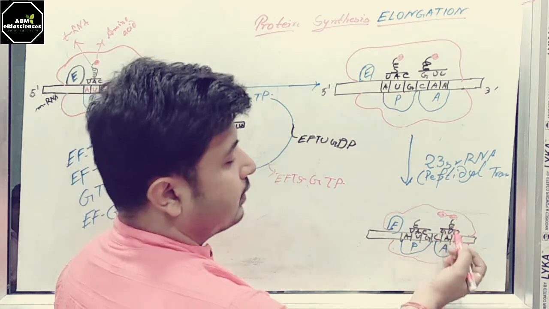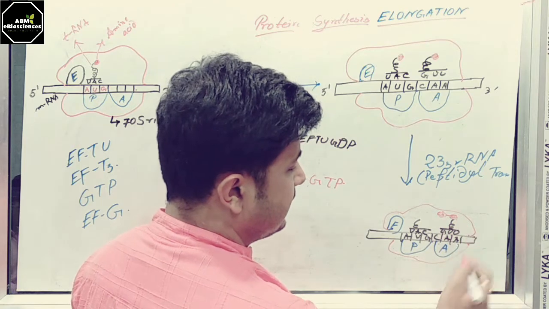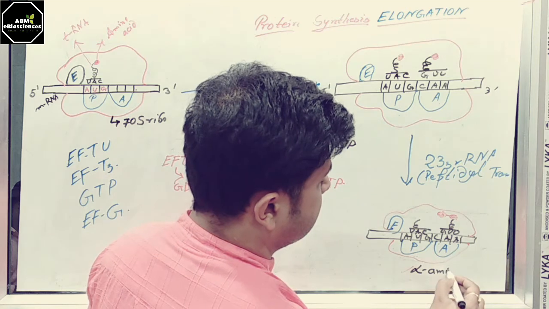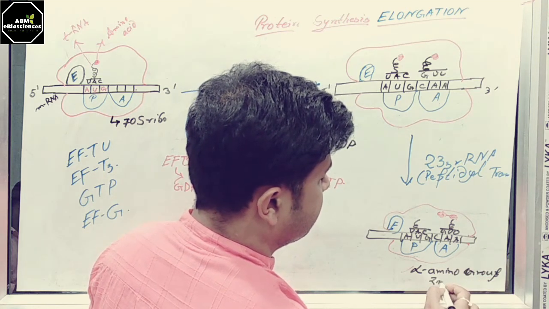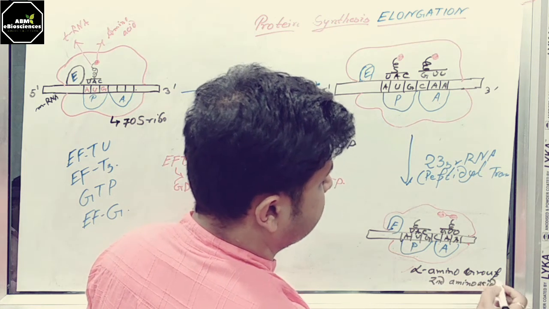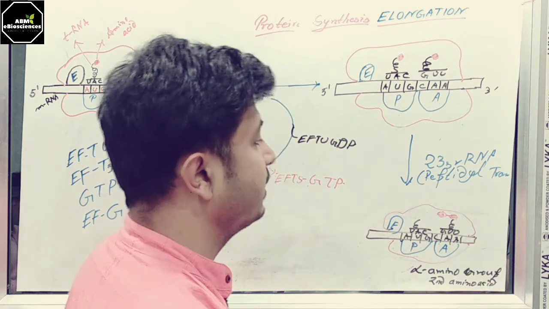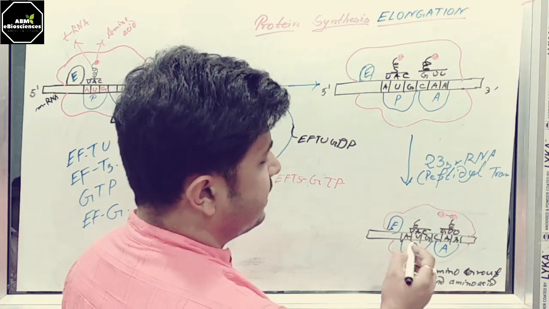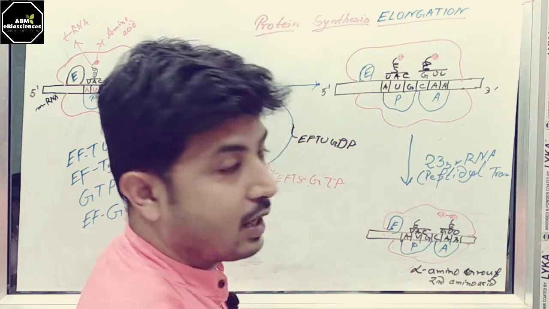Now the alpha amino group of the second amino acid, or you can say the second tRNA with the charged amino acid. So the alpha amino group of the second amino acid will act as a nucleophile and form the bond with the help of 23S rRNA, and the initiator tRNA, F-met tRNA, will now be uncharged.